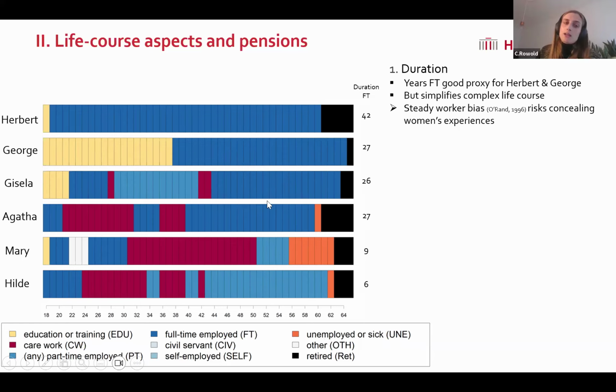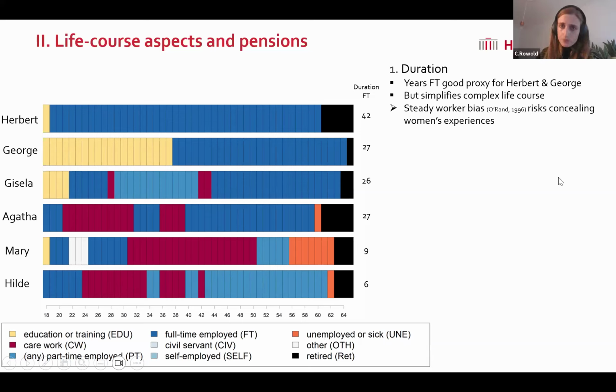But we would probably say those are much more different from each other than the life courses of Herbert and George, right? Gisela and Agatha experience many more transitions and also some more life course events or categories that George and Herbert do not experience. So looking only at the duration in states risks simplifying those more complex life courses, and this might actually be gendered. This so-called steady working bias has been put forward by Orand, basically saying that it's a bias of looking only at careers as continuous long-term full-time employment, and it risks concealing women's experiences, or also experiences of other groups.